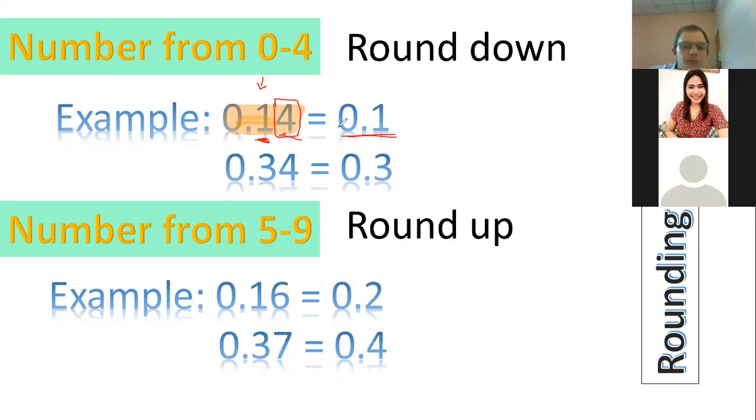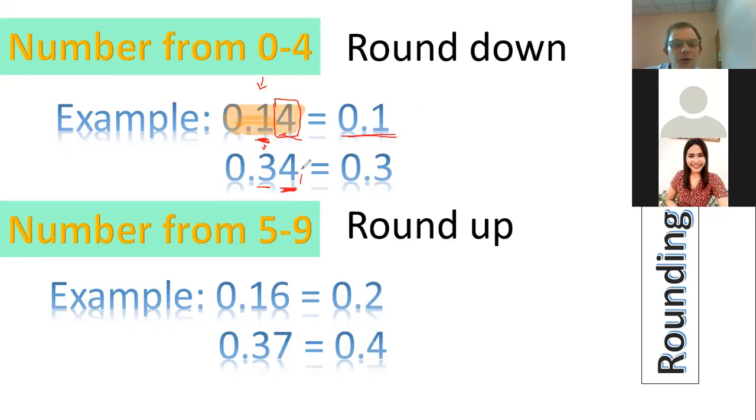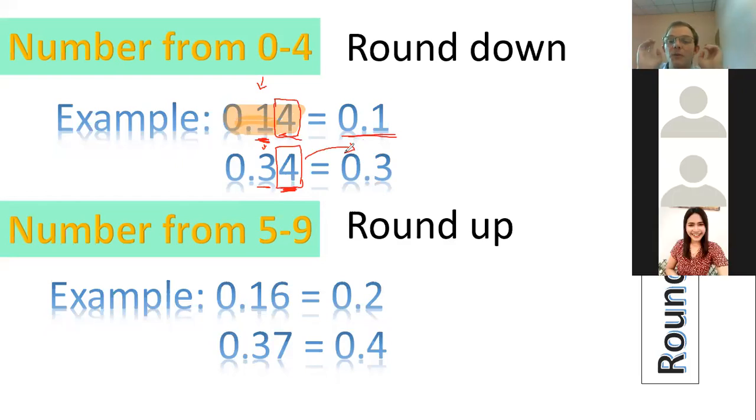So our answer is 0.1. At the bottom, we have 0.3 as our first number, so we have to round this one up or down. If you look at the number here, it's also a 4. And from 0 to 4, we round down. So then our answer would be 0.3. But how do we round up? Our rule for rounding up is from 5 to 9. From 5 to 9, we round up. We go up.